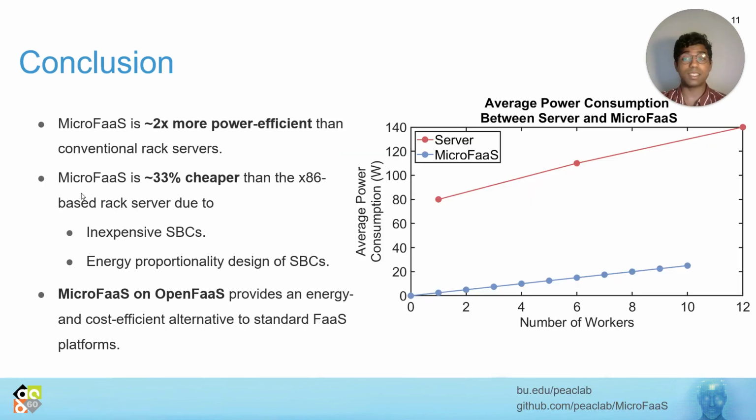To conclude, we see that MicroFaaS is 2 times more power efficient than conventional rack servers. Moreover, MicroFaaS is 33% cheaper than x86 based rack servers. This is essentially due to the inexpensive single board computers and the energy proportional design of these single board computers. So in a sense, MicroFaaS and OpenFaaS provide an energy efficient and cost efficient alternative to standard FaaS platforms. Thank you for listening.